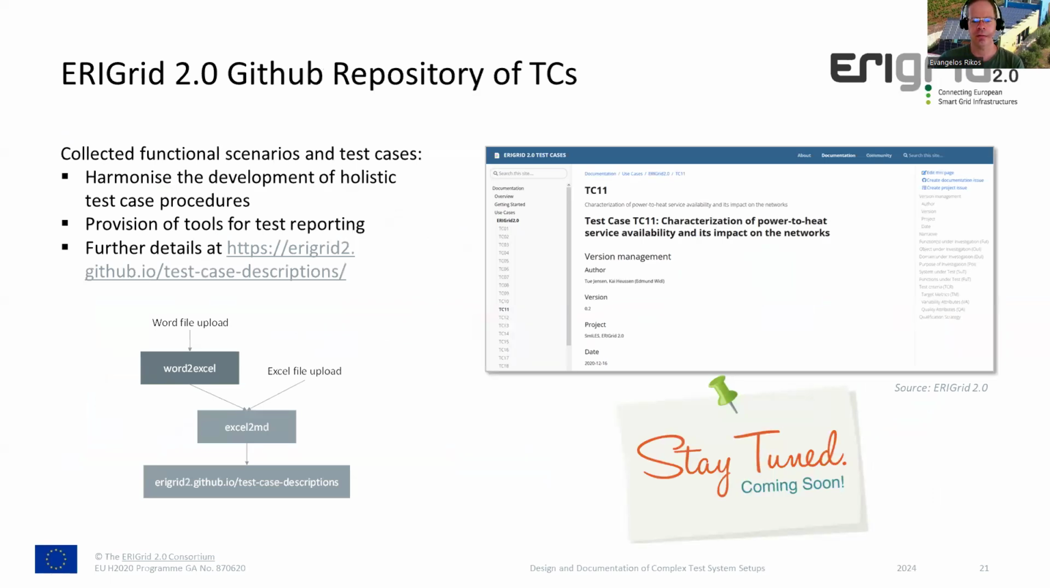Since the number of test cases is continuously increasing, one of the efforts that AirGrid 2.0 is attempting is to create a repository, a public repository, where all these test cases can be placed and accessed by anyone. In this respect, there is also work on harmonizing the methodology itself and the specific test cases that are used in the repository with the provision of specific tools for reporting. The link for this repository is provided here.